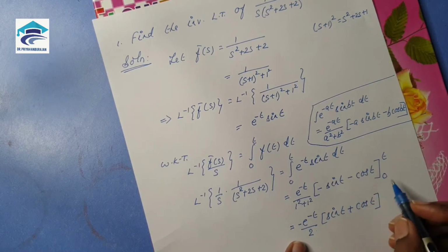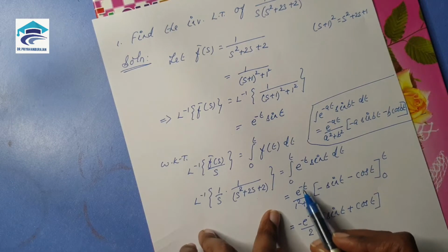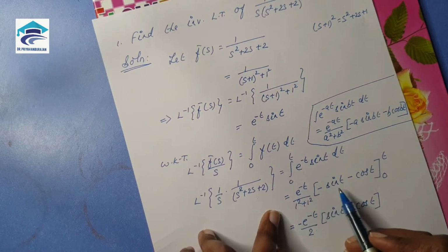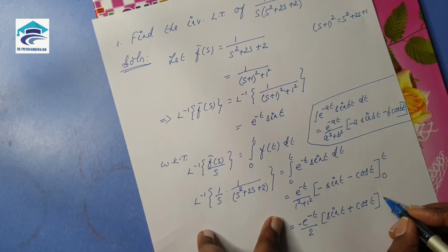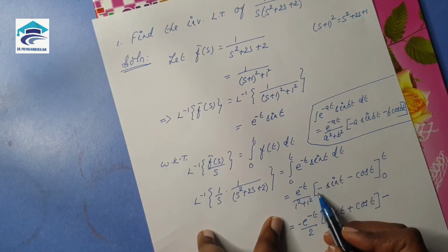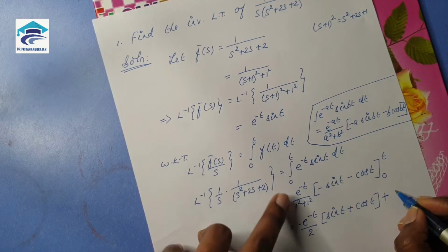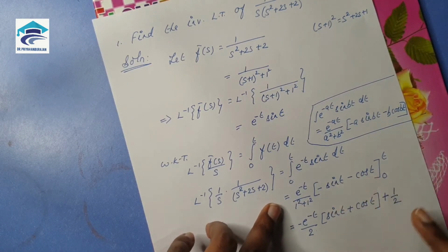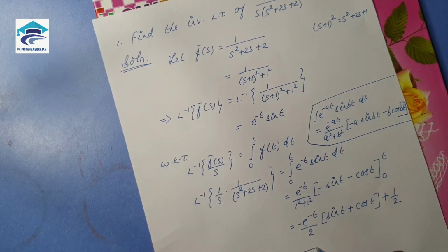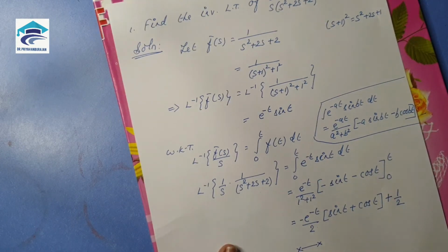When I apply 0, it will become e to the power 0. So this is 1, this is 1 by 2, and sin 0 is 0 and cos 0 is 1. So this will become minus, and you have a negative sign here, so this will become plus. So e to the power 0 is 1 by 2, and these two are 0 and 1. So this is 1 by 2. So this will be my answer.